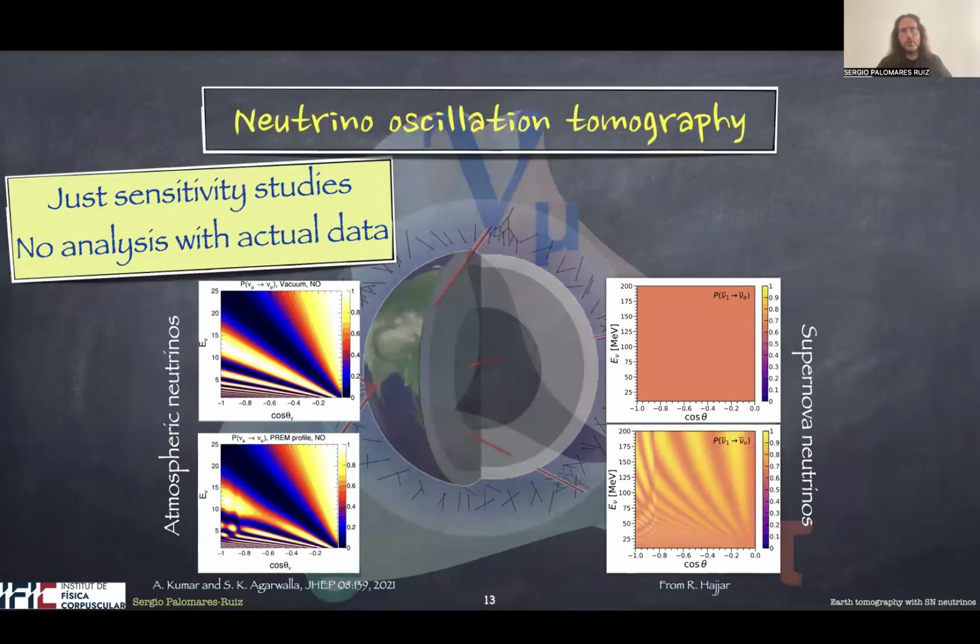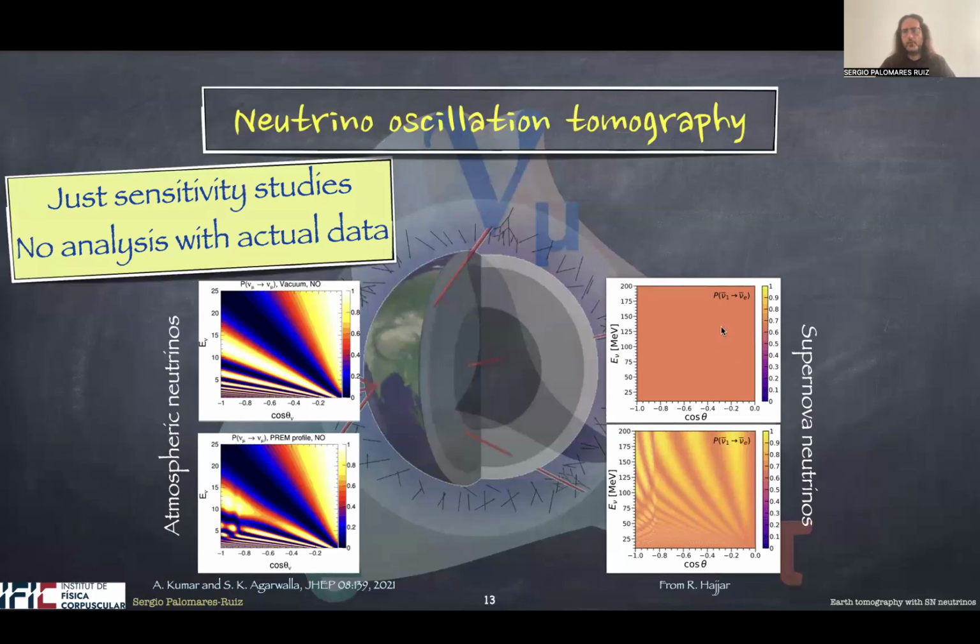So let me move on to neutrino oscillation tomography. Here, let me mention that these are just sensitivity studies. There is no analysis with actual data. The idea is to use either atmospheric neutrinos or supernova neutrinos and compare what we expect in vacuum with what we see when the neutrinos go through the Earth, to see if we can distinguish the oscillatory patterns of neutrino oscillation through matter.